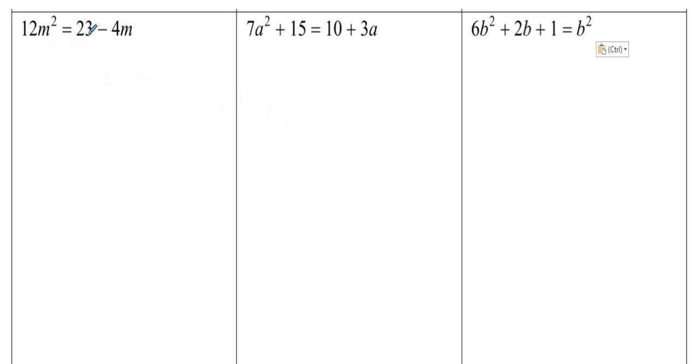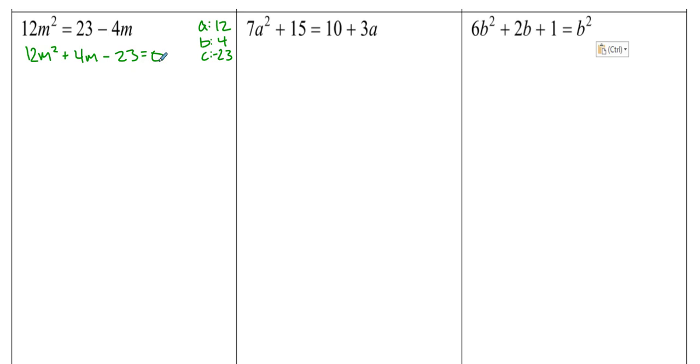Okay, so this first one, let's go ahead and get this into standard form. I need to add this 4m to both sides and then subtract that 23. So this is going to be 12m squared plus 4m minus 23 is equal to 0. Let's go ahead and write down our ABCs. 1, 2, 3s. So this A is 12, and then we got a positive 4 and a negative 23.